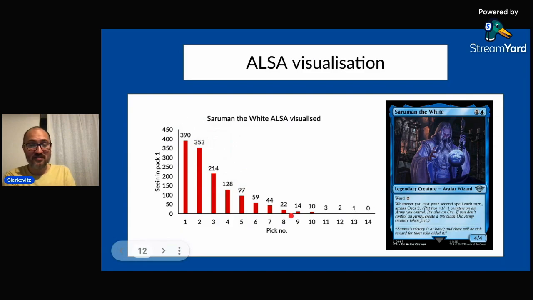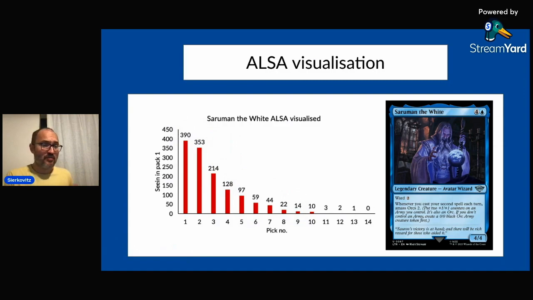And it goes down, like it will wheel like 14 times out of 400. So, like 4% of the time it will wheel in pack 1. So if you see it wheel, this is the moment when we say, wow, Saruman wheeled. That's something that doesn't happen very frequently. So I should probably assume that blue is not heavily drafted on that pod.